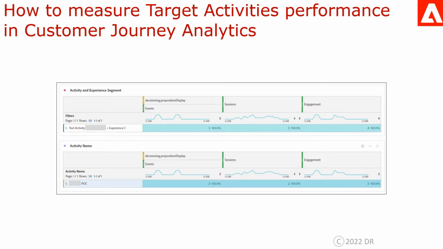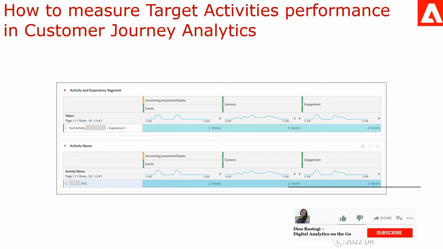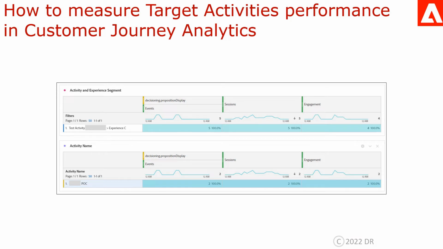Now on decisioning.proposition display event, this is an event which we can send to AEP to know that an activity has rendered. So when you enable target through web SDK, this is the event that gets sent to AEP indicating that the target activity has rendered. In case you are using AEP Edge API, you can also configure your setup, right? The request structures to send this event to AEP, right?